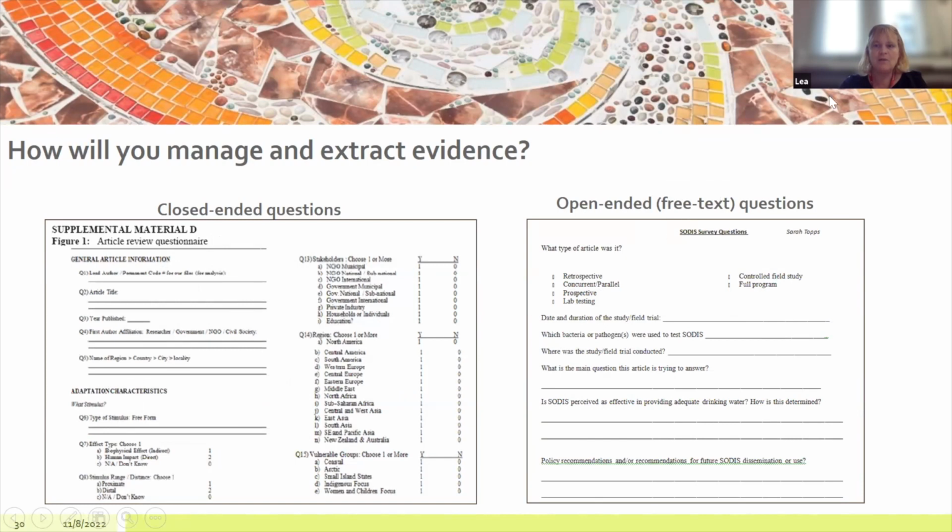So tick the box if this is related to private industry, NGOs, different regions. So mostly closed-ended questions, versus here's an example of open-ended questions, where pretty much the entire research was asking these big questions. In this case, is this particular intervention effective at treating drinking water? And secondly, what are the policy recommendations? So you can see there's a pretty big range of how you can design your survey instrument or data extraction tool, whatever we want to call it.